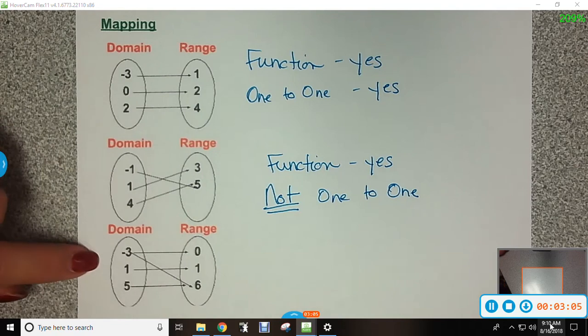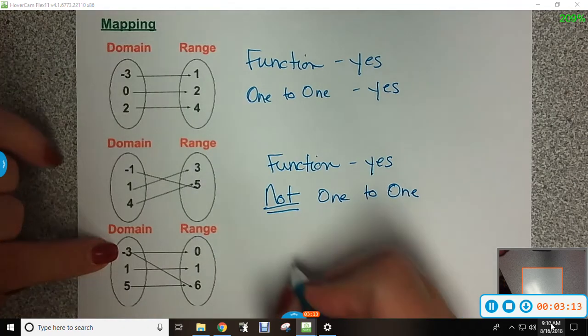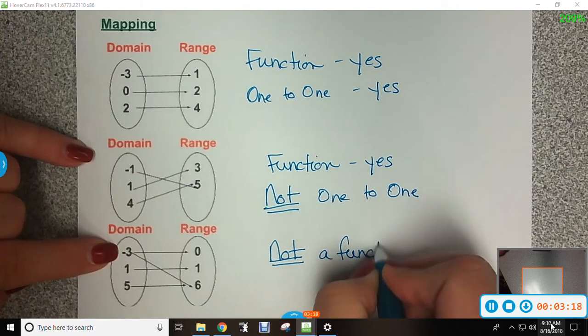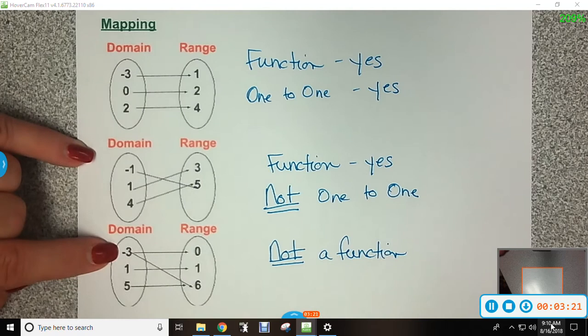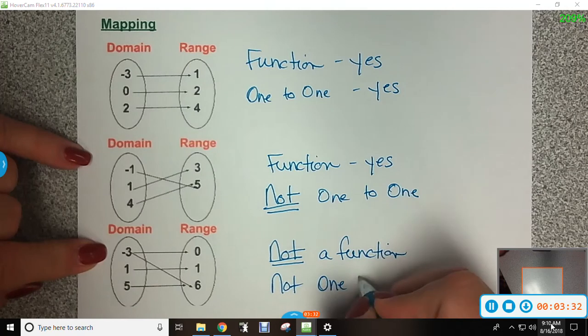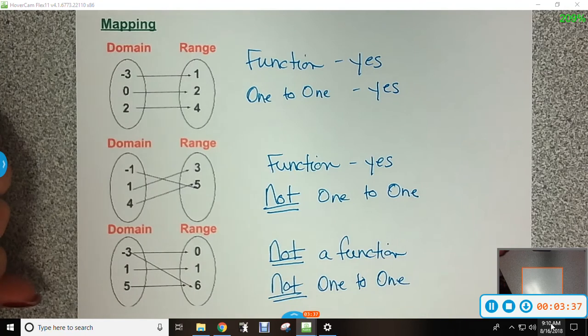And the mapping at the bottom. First thing I see here is for the domain, my x values, this 3 is being used more than once, so this is not a function. And because my x is being used twice, the y is being used twice here, this is also not one-to-one. And really and truly, since it was not a function, I really didn't have to check for this, but I figured we could talk about it anyhow.